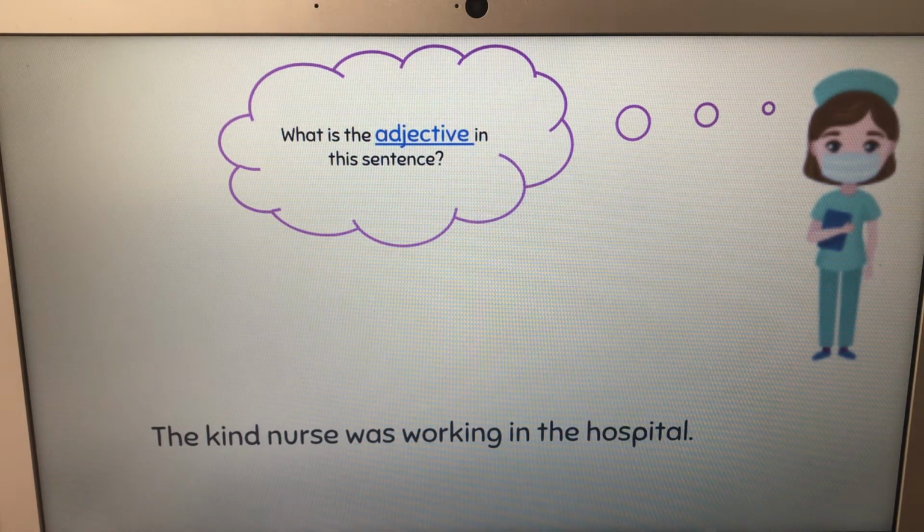Well done to those of you who got that one correct. The adjective in the sentence is kind. The nurse is being described as kind.